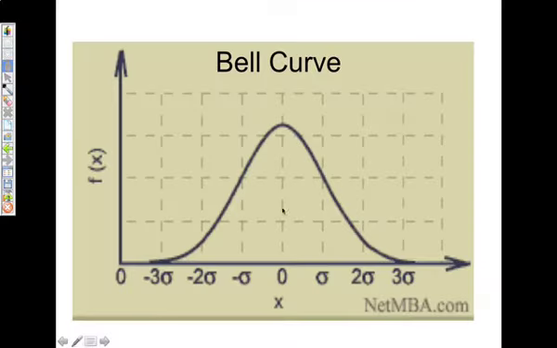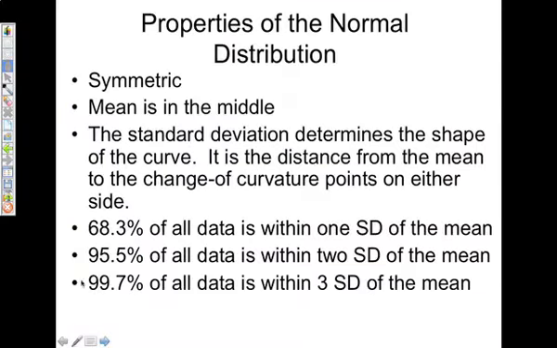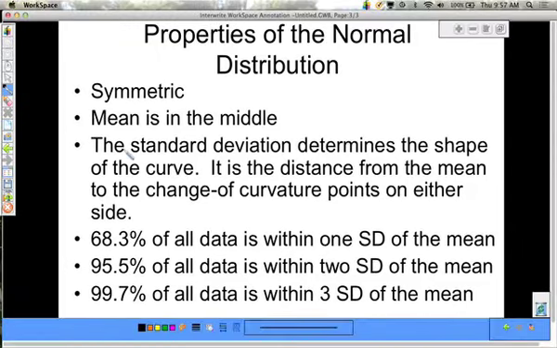So a couple properties about this normal curve or the bell curve. It's symmetric, the mean is in the middle, and the standard deviation determines the shape of the curve. It's the distance from the mean to the change of curvature points on either side. And then there's some data right here. 68.3% of all data is within 1 standard deviation of the mean, 95.5% is within 2, and 99.7% within 3.